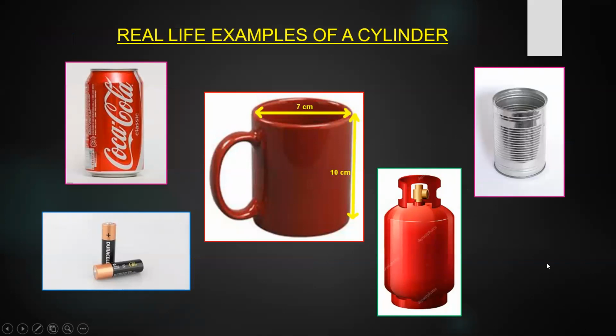These are some real life examples of a cylinder. This is a Coke can. These are batteries, a mug, a gas cylinder, and a cylindrical trash can.